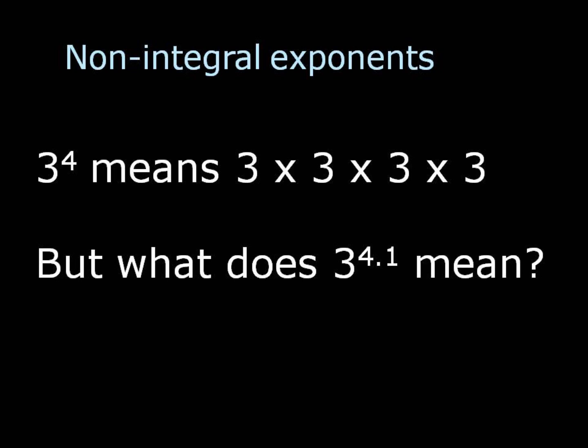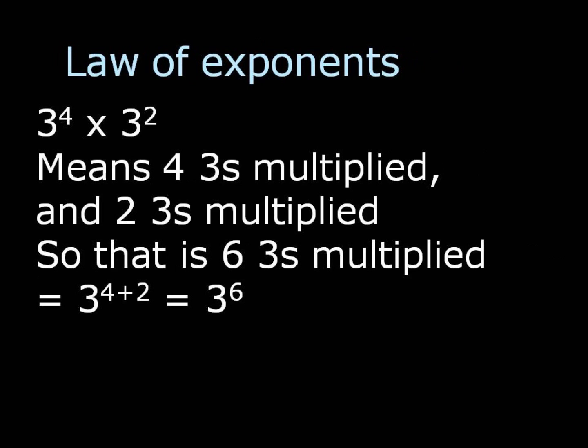And getting a meaning for that involves a bit of a detour. So the detour starts with something called the law of exponents, which you might have seen before. We look at an example, 3 to the power of 4 times 3 to the power of 2. What that means is that it's 4 3's multiplied together and also multiplied with 2 3's. So we've got 6 3's multiplied together altogether. In other words, we've got 3 to the power of 4 plus 2, 3 to the power of 6.